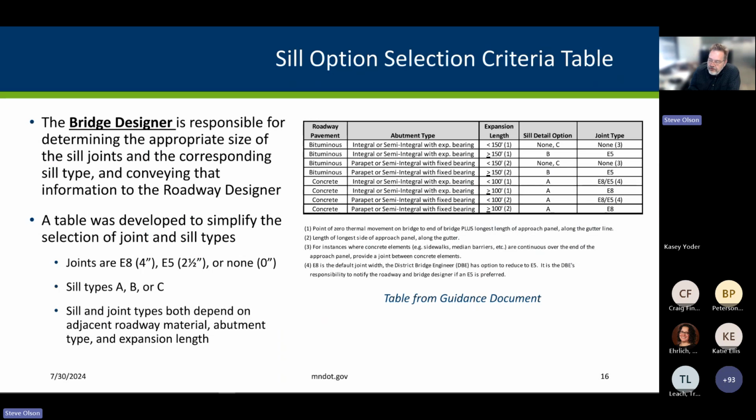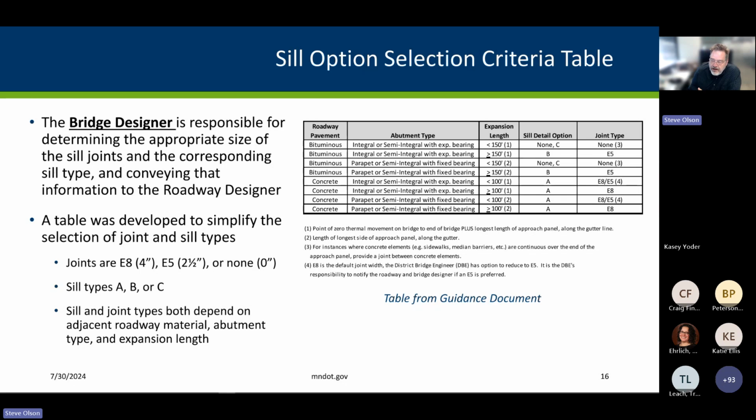So to start the coordination process between bridge designers and roadway designers, we need to put together what will be called the approach panel layout memo. And key to that will be telling the roadway people what type of abutment is used, what type of sill should be used, and what type of joint. And so in the past, it's usually been an E8 joint, which is 4 inches wide.